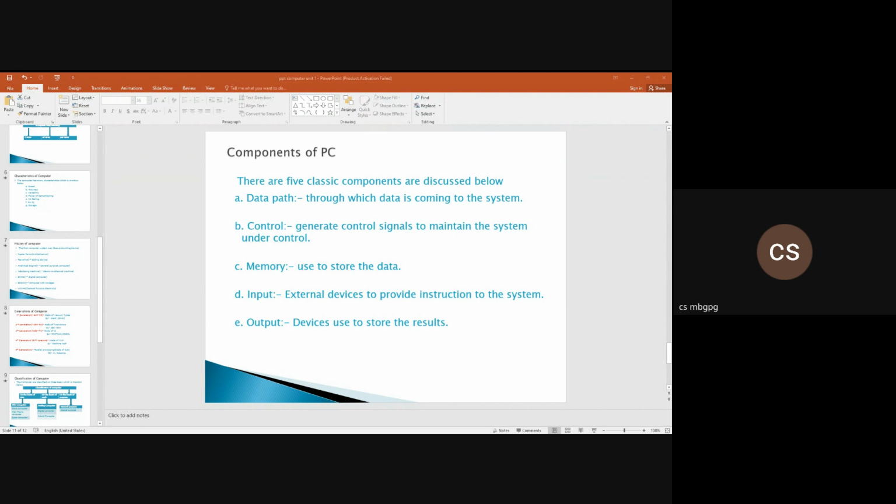And input devices are your keyboard, your mouse. These are your input devices.